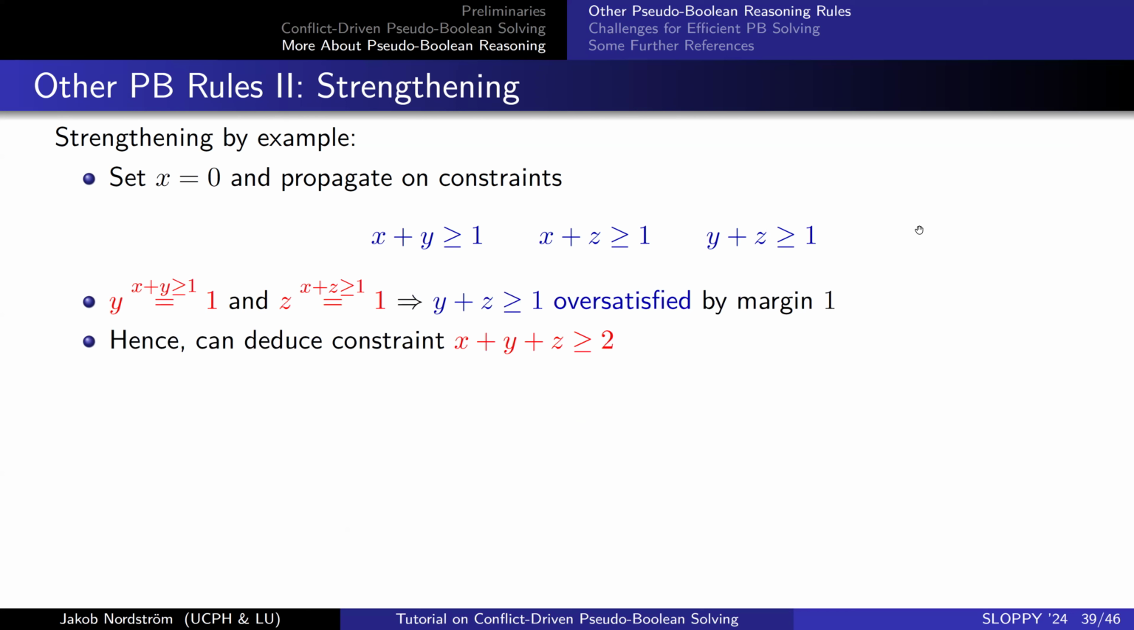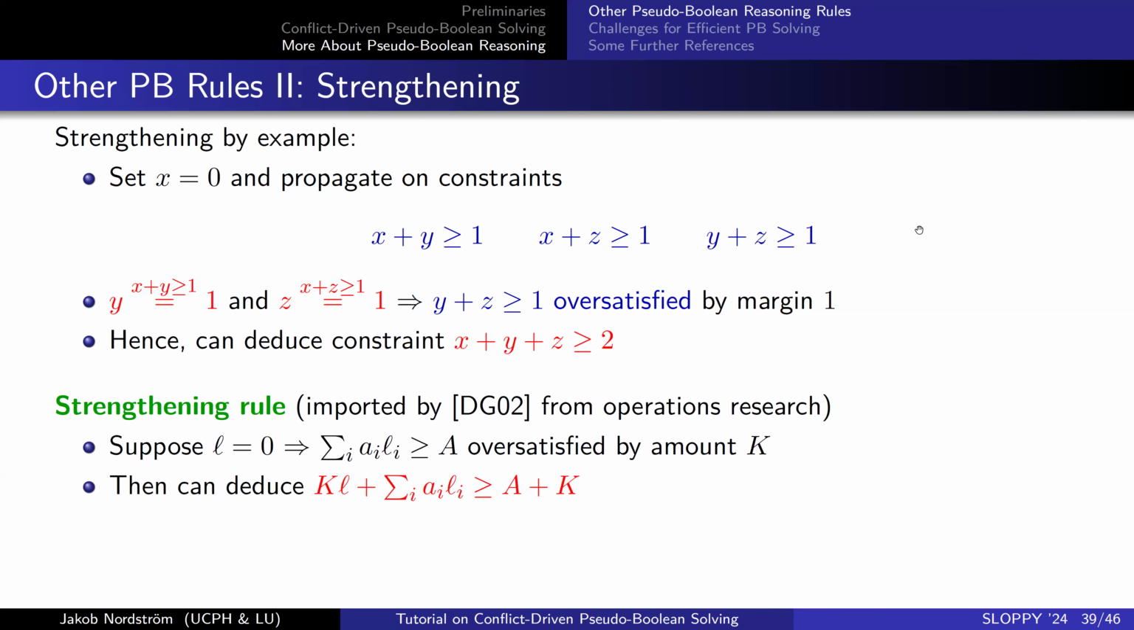So you realize that now if you add x to this, you say, well, either x is true, in which case this inequality definitely holds, or x is false, but then this is over-satisfied, so then this again holds. So by this type of strengthening, you can recover stronger constraints. So if setting L to false over-satisfies this constraint by an amount k, then basically you can add k to the degree of falsity if you also add k times L to the constraint.